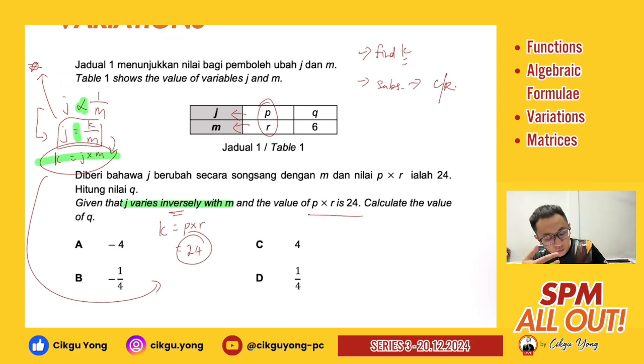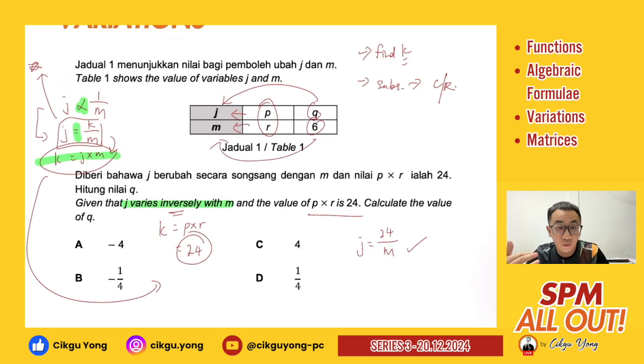Okay, so once you already got your k value, again, you put back and you should have j equals 24 over m. This is your general equation after getting your constant value. Then normally for the second part, definitely they will ask you to find the value of the unknown. So in this case, you are getting the value of q. So q basically is your j and 6 is basically your m. You just put back everything into your general equation on your j and m, replacing them with the table contents.